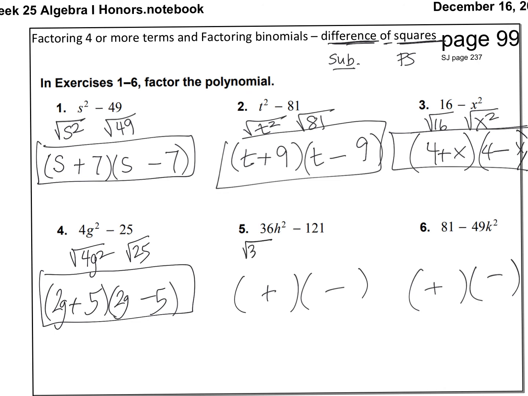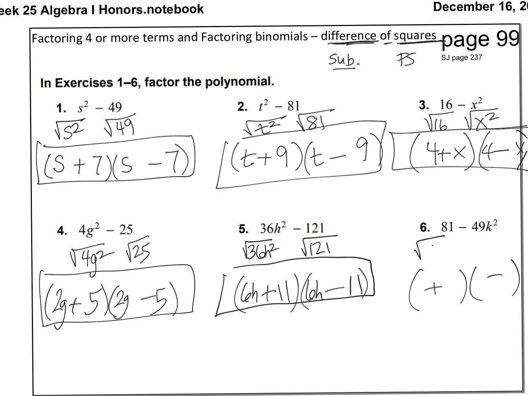So I'm going to take the square root of 36h squared. That's 6h. That goes in the first spot of each of those. I'm going to take the square root of 121. That goes in the second spot of each binomial. And then the last one, the square root of 81 is 9. That goes in the first spot of each of these. And the square root of negative, see, look, I did what I told you not to do. We'll take the square root of 49k squared, and that is 7k. That goes in the second spot. And that's my answer. So hopefully you can look at and recognize that pattern.